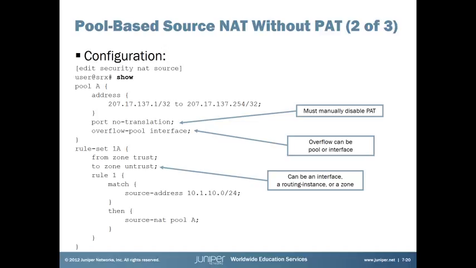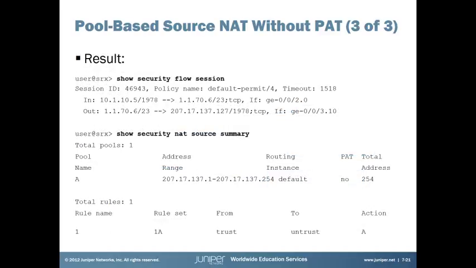Here is an example of pool-based without PAT, and then we have an overflow pool right here. Pool A is a pool of addresses, with no port translation, so we have to disable PAT, and the overflow pool is whatever address is on the interface. Or we can specify another pool if you want to. From zone to zone, still matching and then source NAT. So that's another way of doing that. Of course, your normal way is just straight interface NATing. That's what we would usually do. That's the result of that configuration.